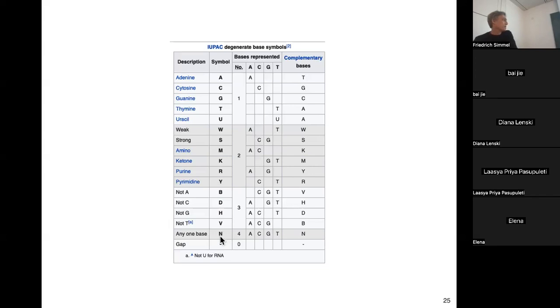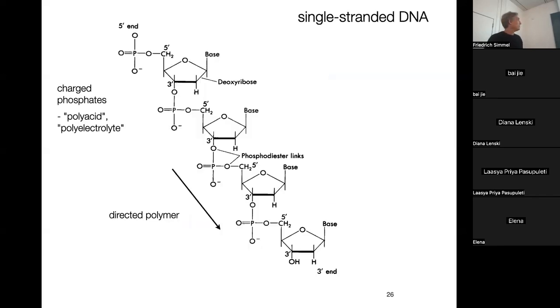And you often see just an N, for example, and N just means it doesn't matter. It's one of four bases. So the only things that you might want to remember are R, Y, and N, and the rest nobody remembers. Weak and strong refers to the fact that AT base pairs are weaker than GC base pairs, but I don't see this quite often. I'm just mentioning it here.